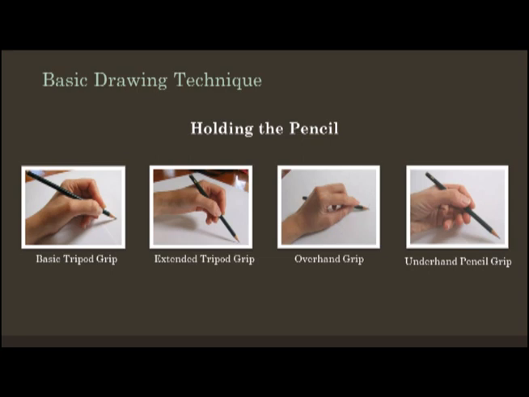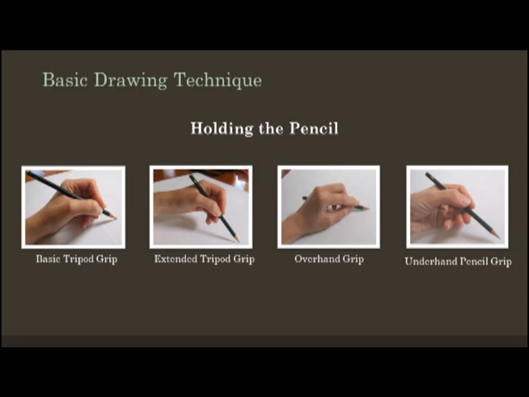First is the basic tripod grip. This is the most common method for holding a pencil. This is the same one you probably use for writing, wherein the thumb and the forefinger form a triangle with the middle finger, with the form being supported by the ring finger and the pinky.